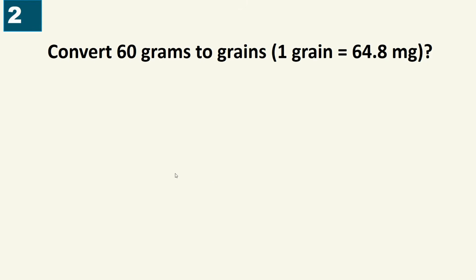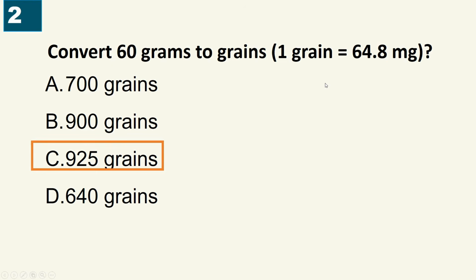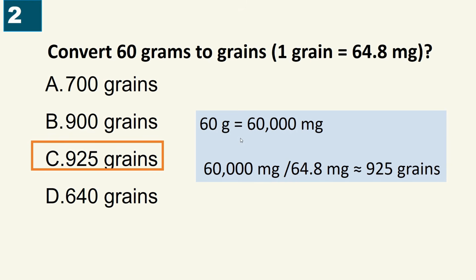So for now, convert this 60 grams to grains, where 1 grain is 64.8 milligram. A, 700 grains; B, 900; C, 925; D, 640 grains. The correct answer is 925 grains. So let me explain how to do this one.